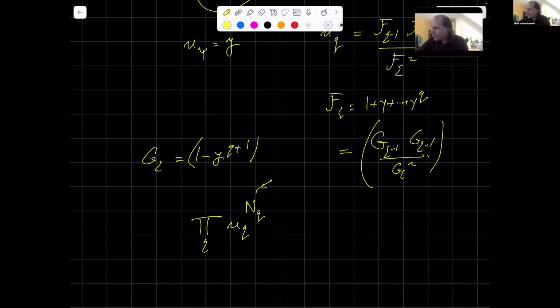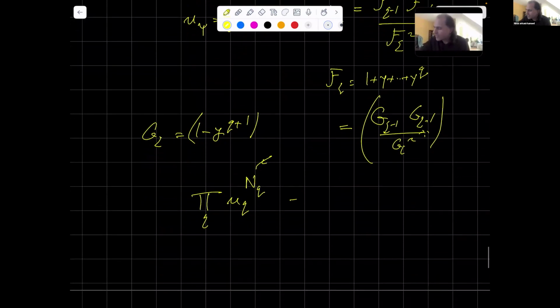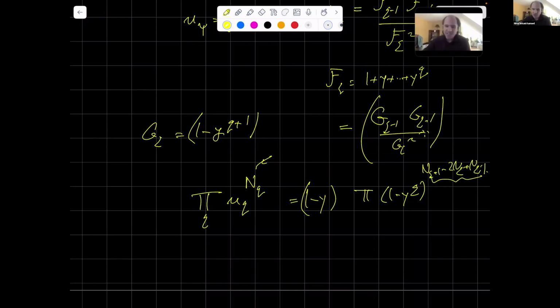And the fact that we have this Q minus 1, Q plus 1 over Q squared property tells us that this is nothing other than 1 minus y times the product of 1 minus y to the Q, to the discrete double derivative of these exponents: N_{Q+1} minus 2 N_Q plus N_{Q-1}. So this makes it clear that if these N's are either a constant or scale linearly or scale quadratically, this discrete double derivative is just at most a constant or 0.